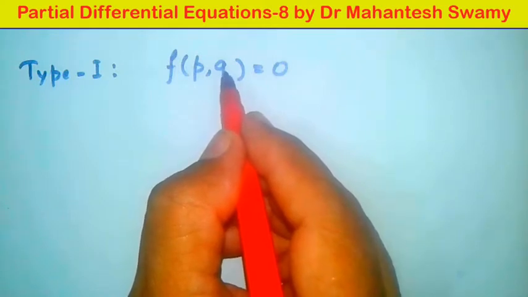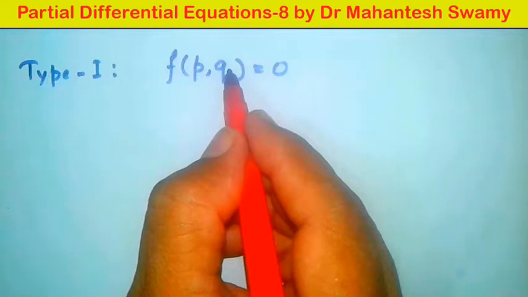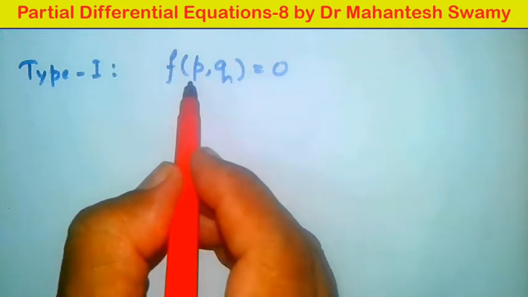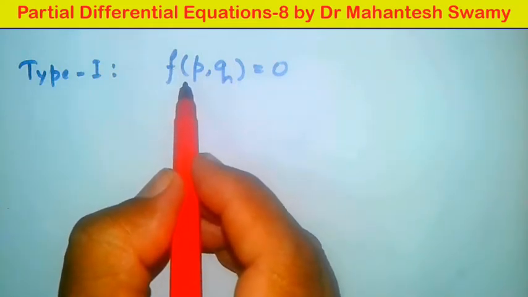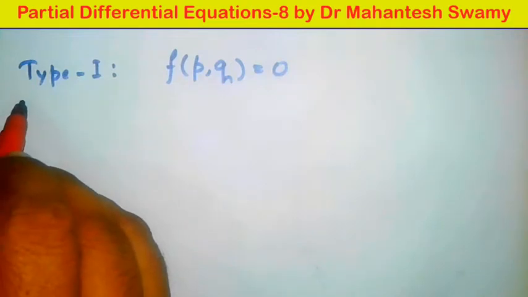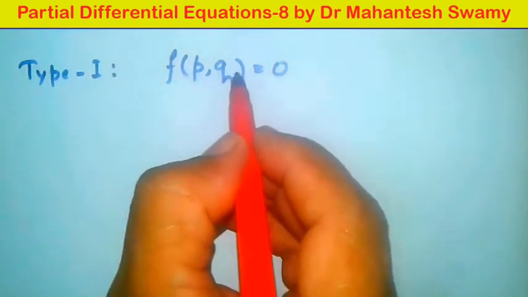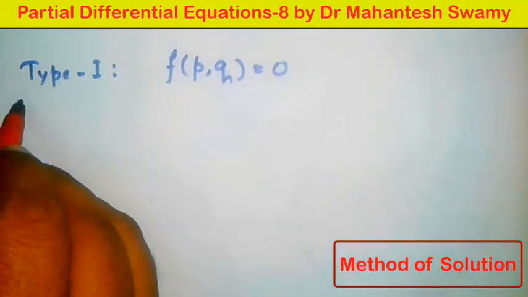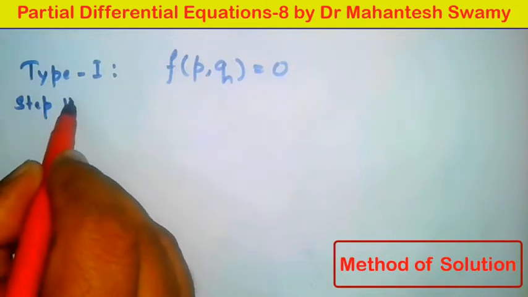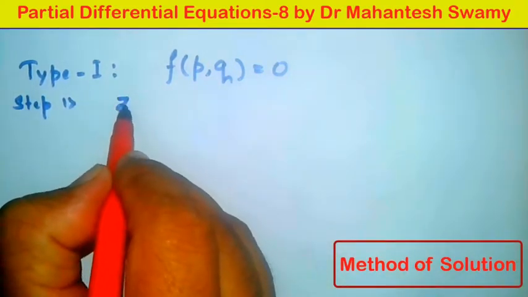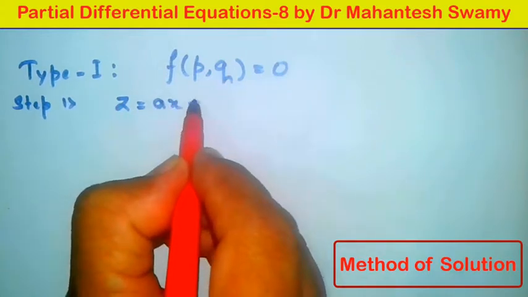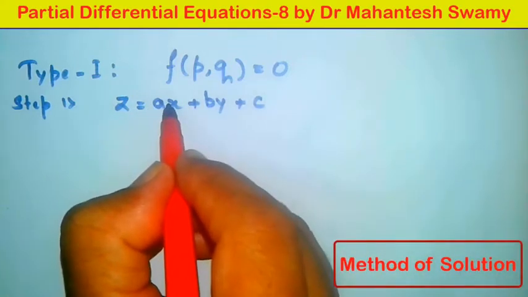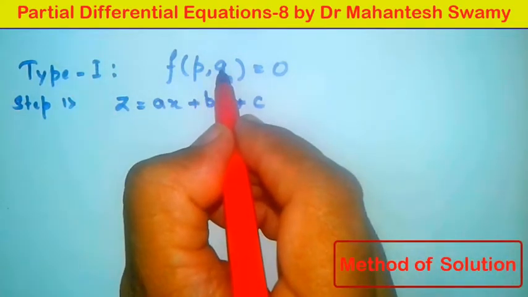So if such a differential equation is given, in order to get the solution, that is the complete integral of the given partial differential equation, we have to make an assumption. I'm going to give you the steps involved in the method of solution of this particular equation. In step number 1, consider z equal to ax plus by plus c as the required complete integral of this PDE.